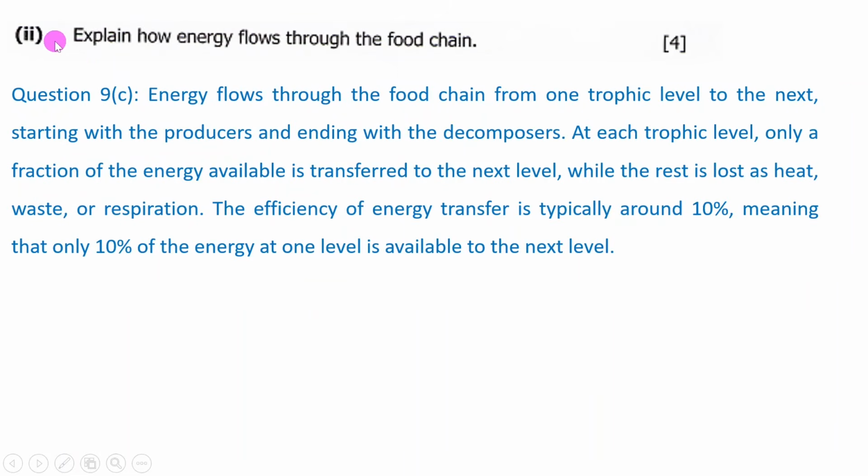Yeah, we go to the other question, to explain how energy flows through the food chain. Here, question 10b part 2, we are saying energy flows through the food chain from one trophic level to the next, starting from the producer and ending with the decomposers. At each trophic level, only a fraction of the energy available is transferred to the next level, while the rest is lost as heat, waste, or respiration. The efficiency of energy transfer is typically around 10%, meaning that only 10% of the energy at one level is available to the next level. So this is how you answer these questions so that you get all the marks.